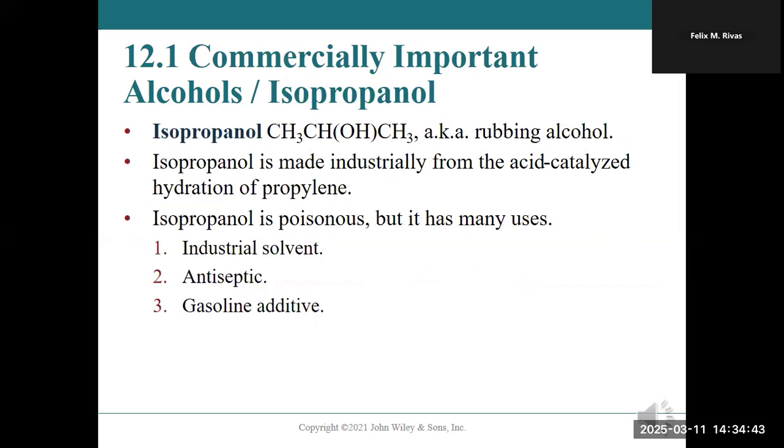Isopropanol is the other one that we know as rubbing alcohol. It's also made in industry from hydration of propylene. It's used as a solvent. It's also an antiseptic, and it's often added as a gasoline additive.